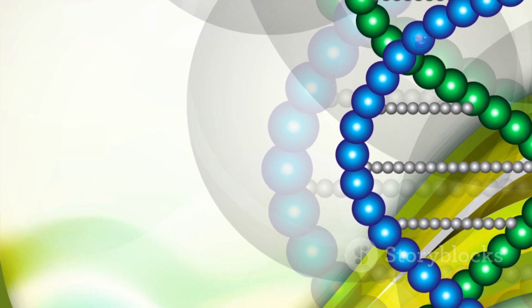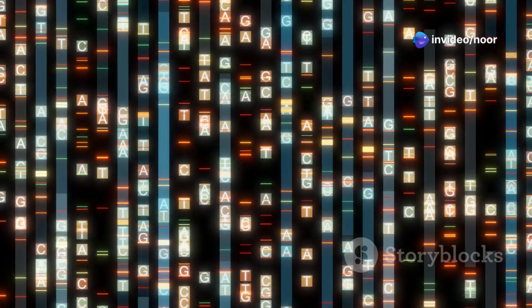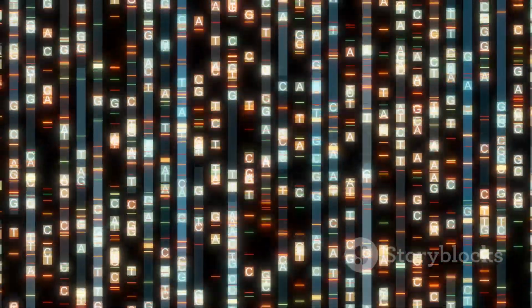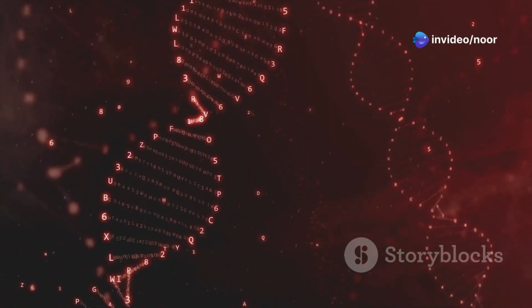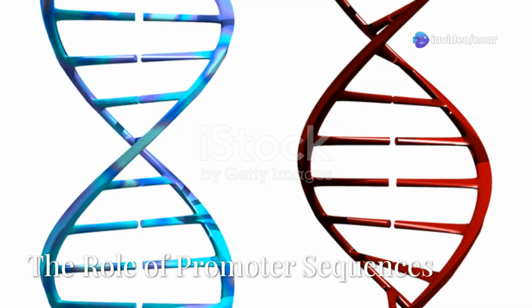This is where promoters and consensus sequences come into play. These crucial DNA elements act as the librarians of our genome, guiding the cellular machinery to the correct genes and initiating the protein production process. Understanding how promoters and consensus sequences work together is key to unraveling the complexities of gene regulation.